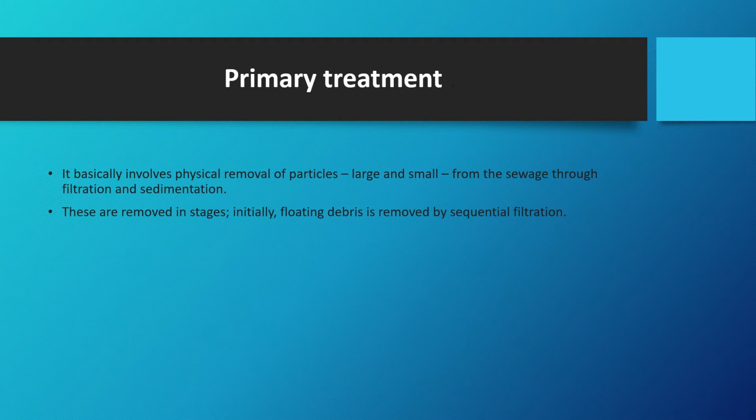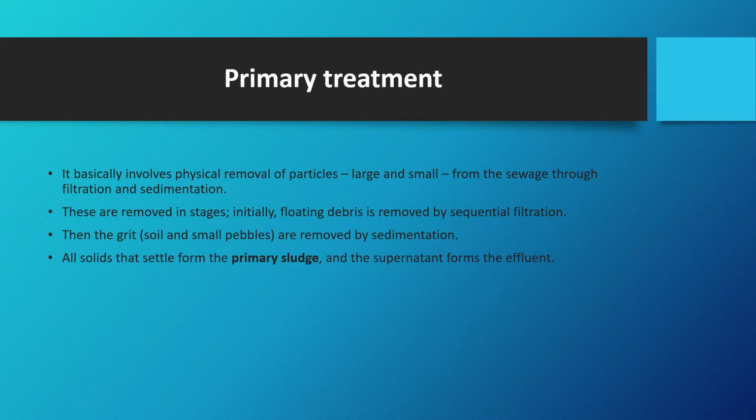Initially, floating debris is removed by sequential filtration. Then, the soil and small pebbles are removed by sedimentation. All solids that settle form the primary sludge and the supernatant forms the effluent. The effluent from the primary settling tank is taken for secondary treatment.